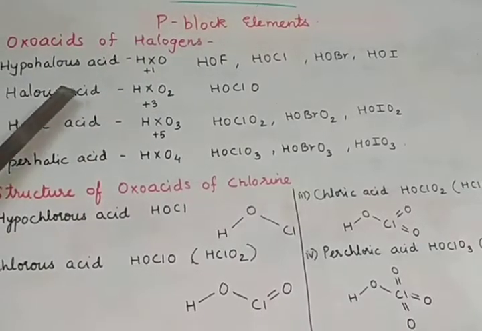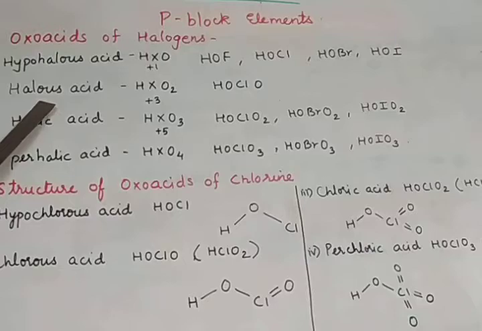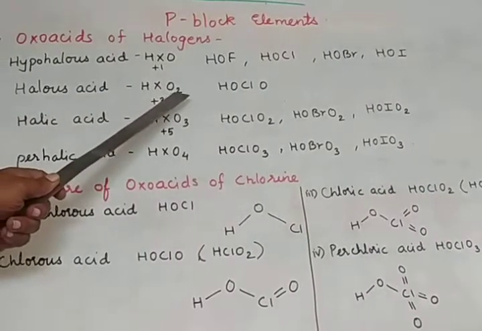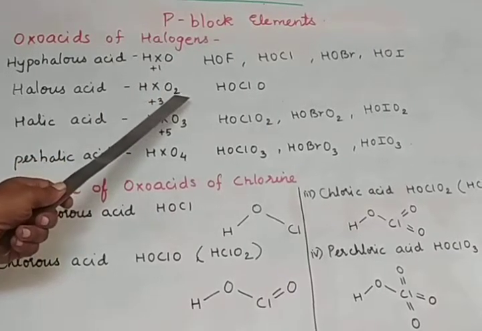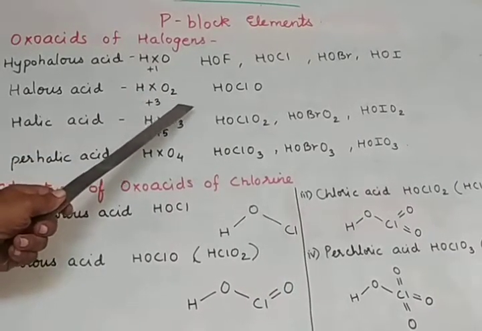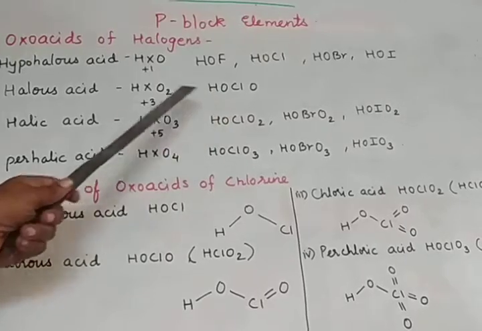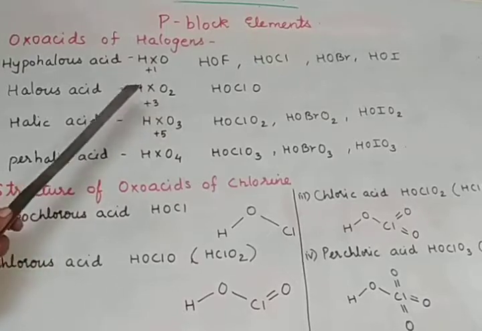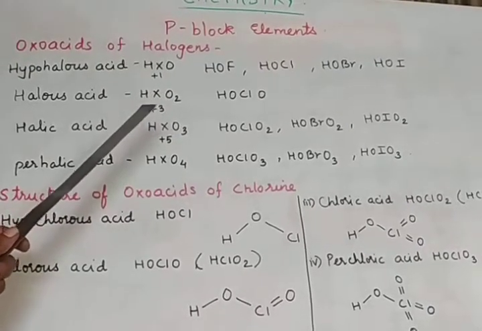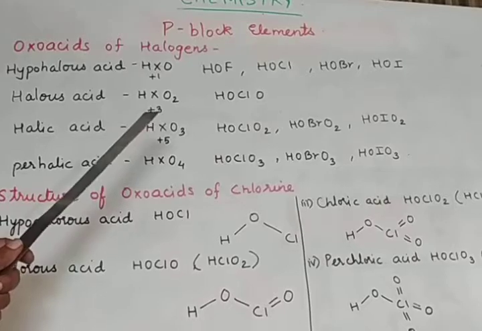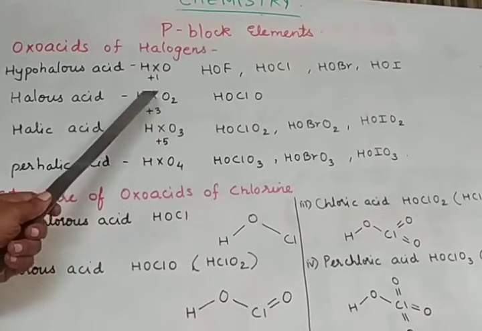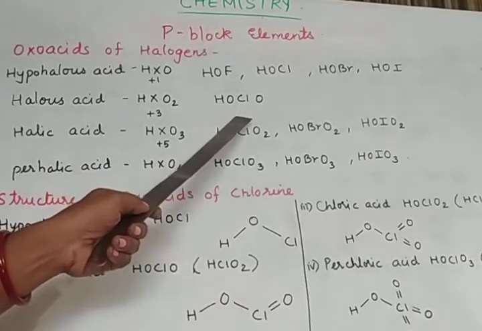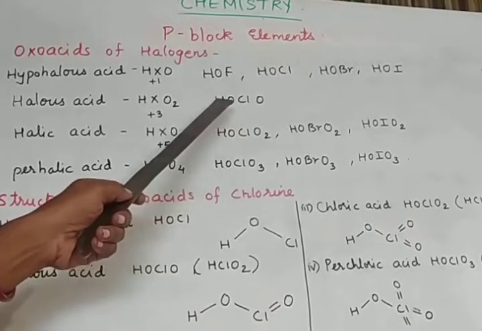Second is halous acid. Halous acid has the formula HXO2. If you compare with the previous one, one more oxygen is added. While writing for convenience, we can write this as HOXO. Why do we write this as HO? Because you need the OH bond. So it becomes convenient to write this as HOXO.